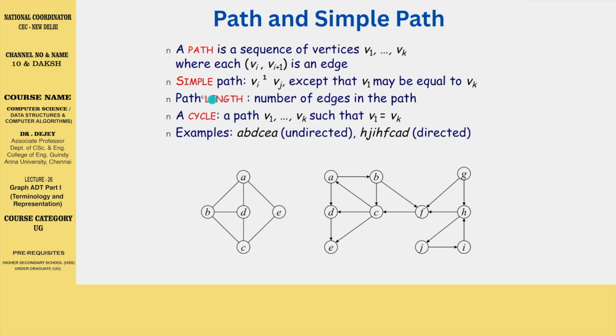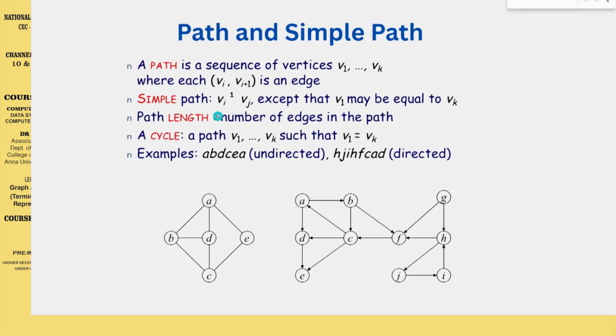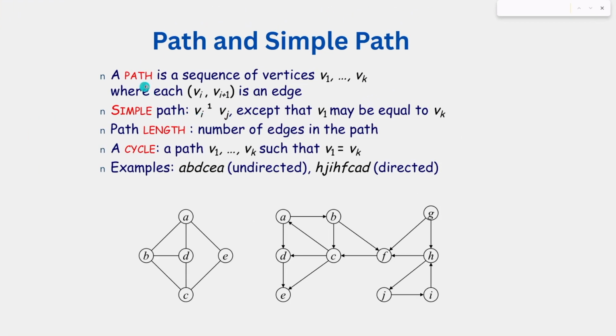Alternatively, there is another definition called a simple path. A simple path is one in which every vertex appears exactly once. I told you that whenever we specify a path, we will have a sequence of vertices, but in that sequence of vertices every vertex should appear exactly once. If so, we call it a simple path.